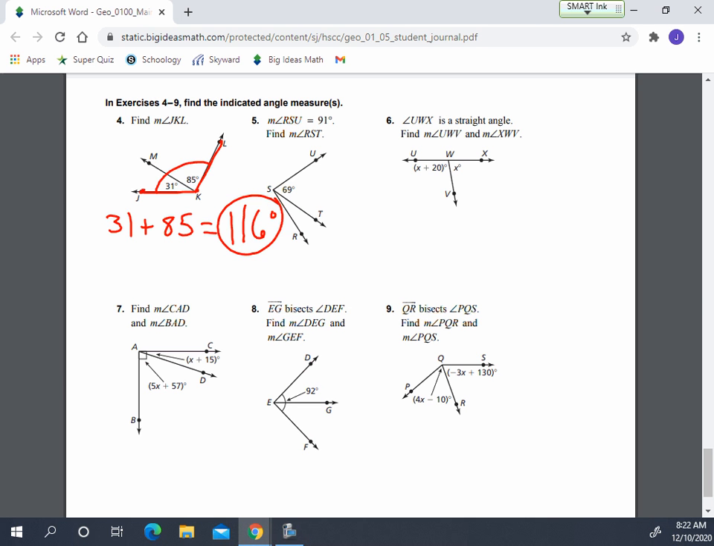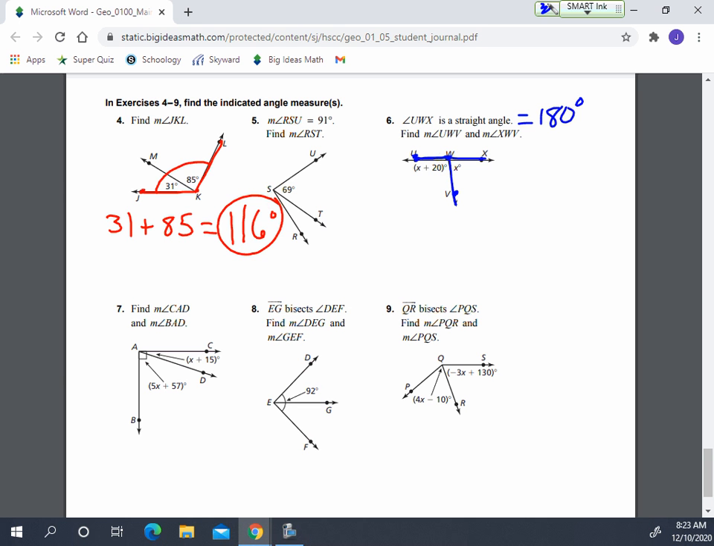Okay. I'm going to do number 6. I'll leave number 5 for you guys. Number 6 says UWX is a straight angle. What does that mean? Well, that equals 180 degrees. It's important to know that. Straight angles equal 180 degrees. Find UWV. Okay, so that's what I have to find.